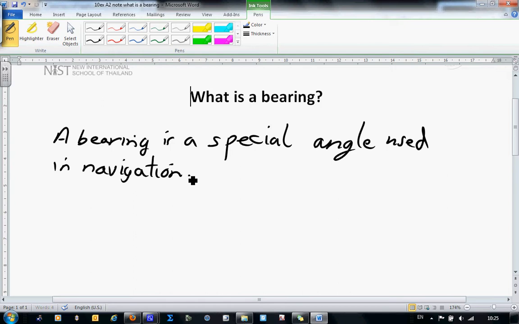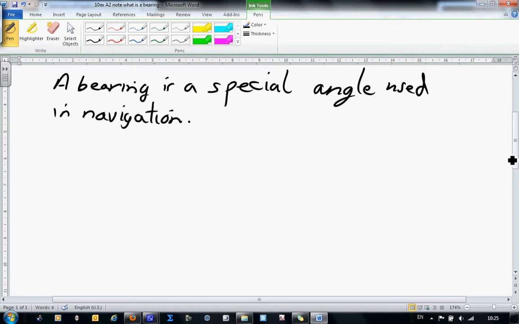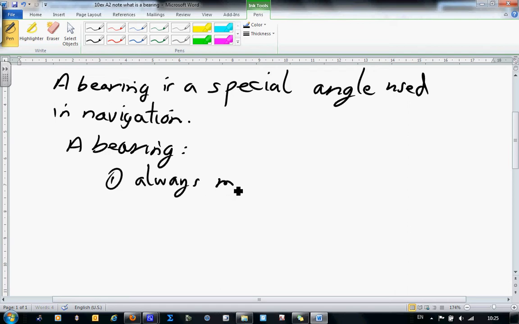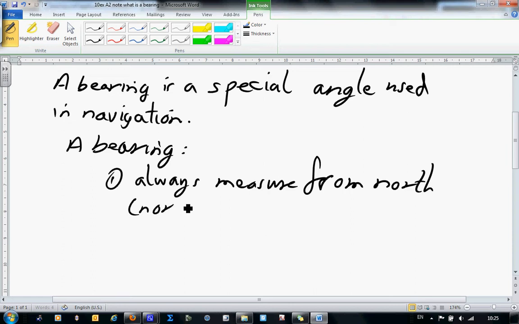A bearing has three special features. Okay, first thing is, always measure from north. In other words, north is 0, the starting point. And I'm going to write 0, 0, you'll see why in a minute.